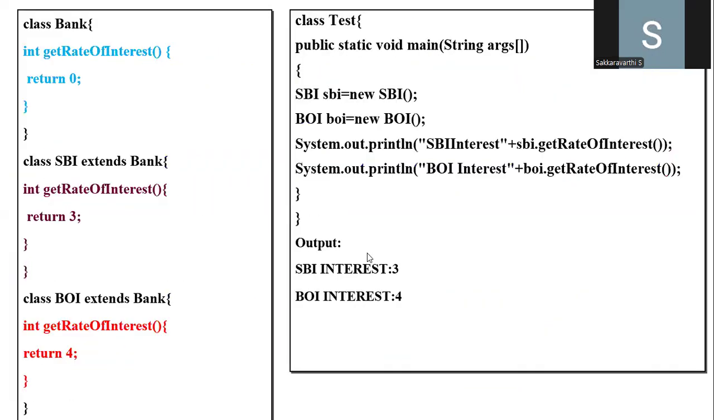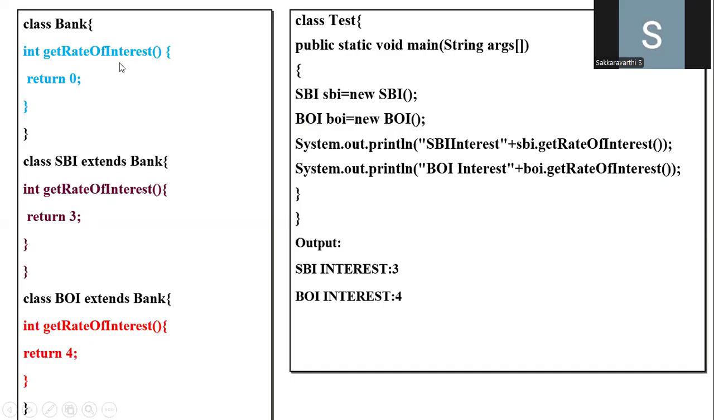Here the class I'm using is class Bank. So int getRateOfInterest returns 0. Then class SBI extends Bank, class BankOfIndia extends Bank, and I am overriding the method present in the parent class Bank in the subclass SBI. So class SBI extends Bank. So here SBI is a subclass and Bank is a parent class.